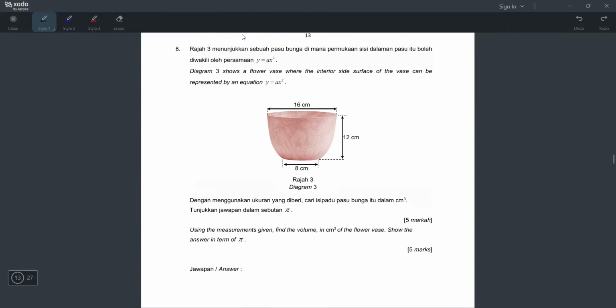It shows a flower vase where the interior side surface of the vase can be represented by this equation. If we look at this equation, the power is 2, so it's a quadratic curve. So I think it's the inner surface, right? So this inner surface. Okay, let's just erase, and then let's see what it says. Using the measurements given, I think it's referring to the 12, 16, and 8. And then it says, find the volume in cm cubed of the flower vase. Show the answer in terms of pi.